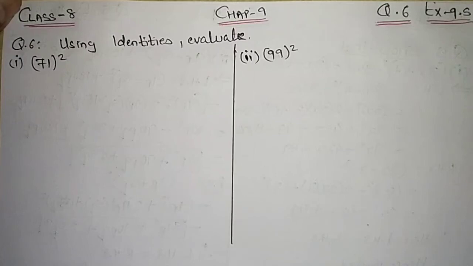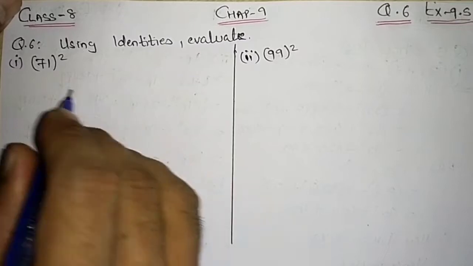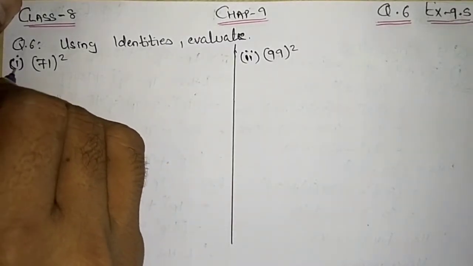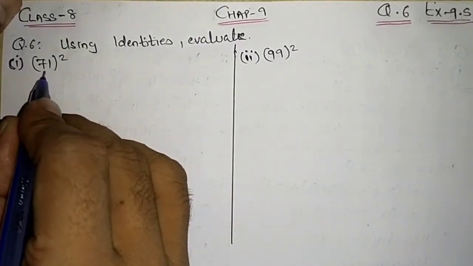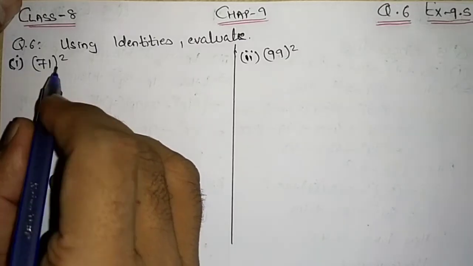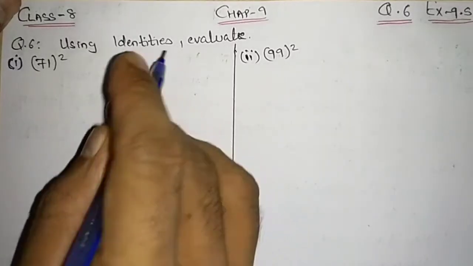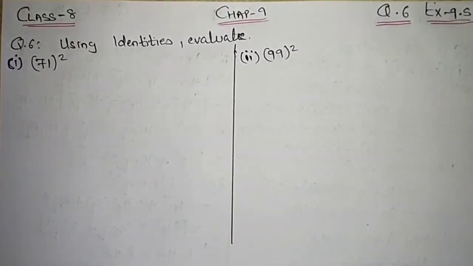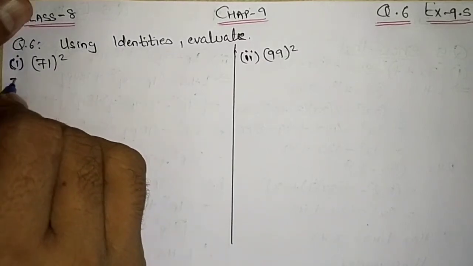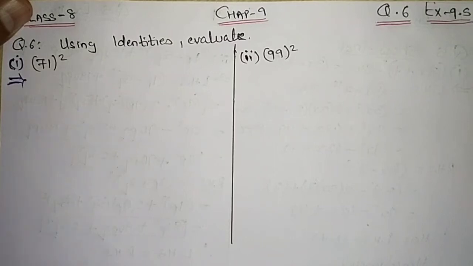Question number 6 says, using identities evaluate. They have given us numbers. We are supposed to find the square of 71, not by multiplying it by itself, but we are supposed to use identities. Now how will we use identities for numbers? Let us start. Just watch how I am going to solve.